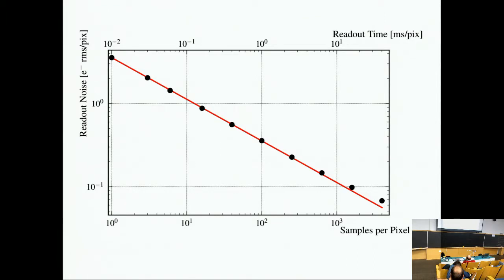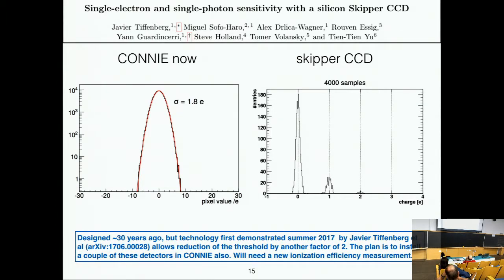This is how you drop the noise to zero, right? So this is the readout noise and the number of samples per pixel, and you can bring it down to as low as you want, essentially. This is the difference, right? This is the paper from Javier. This is the difference between what we are doing now and what you get with the Skipper CCD, where you can count individual electrons. This has a noise of 1.8 electrons, which is very nice, but this has a noise of 0.05 electrons.